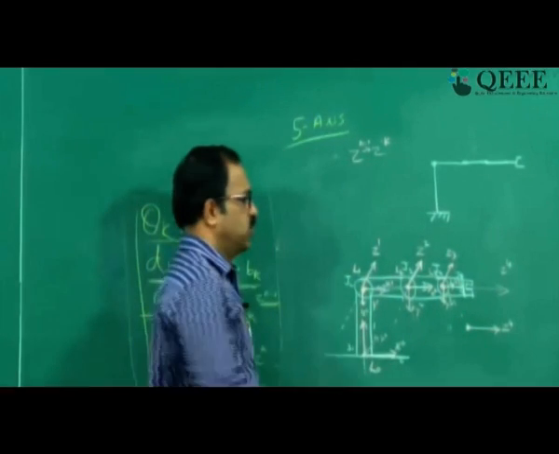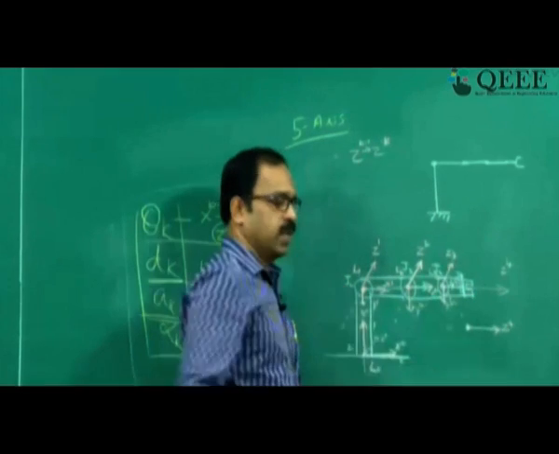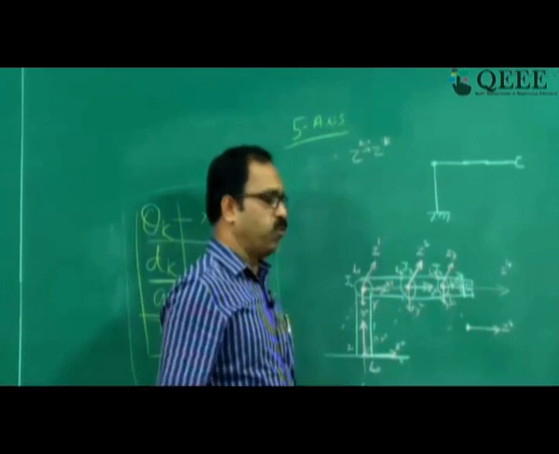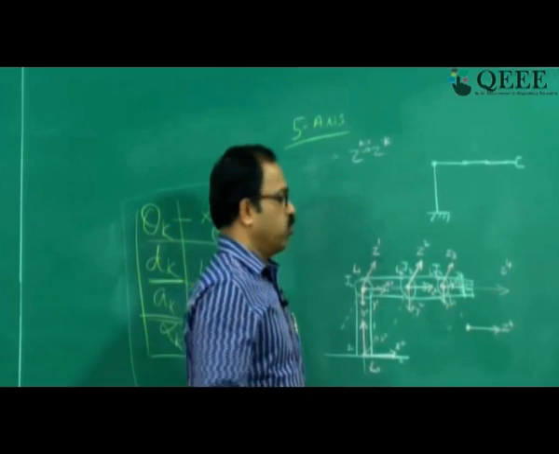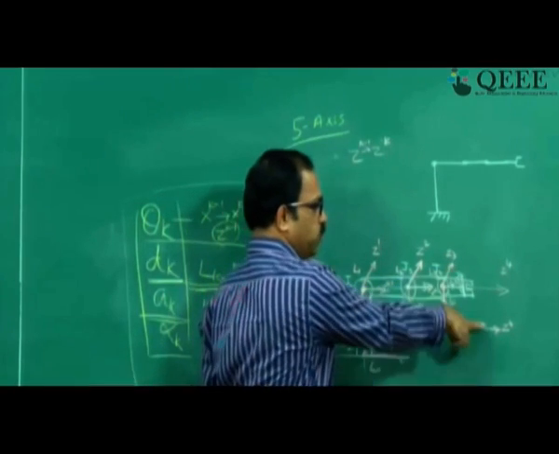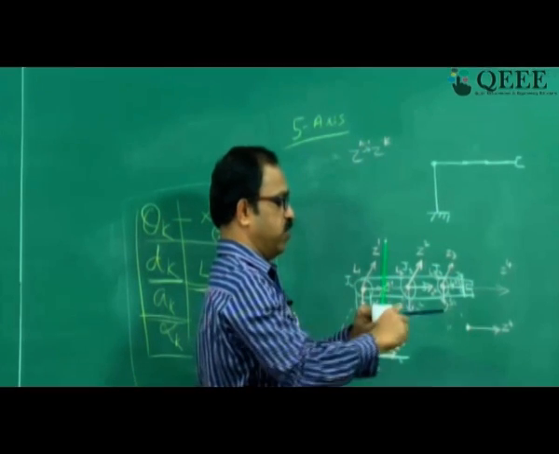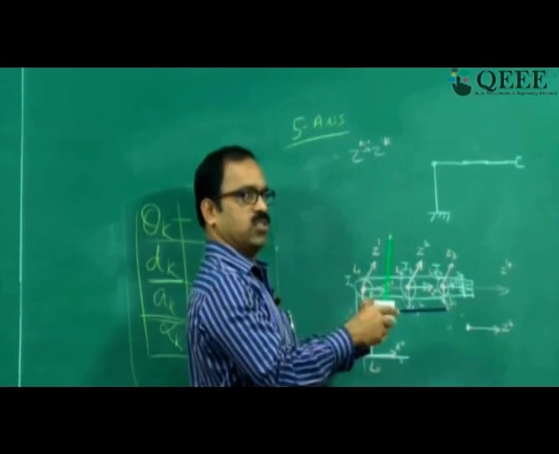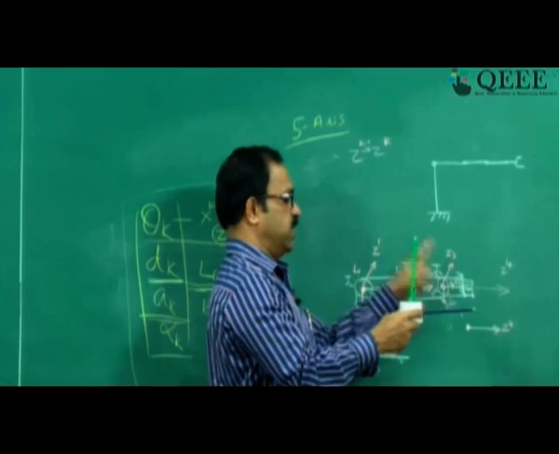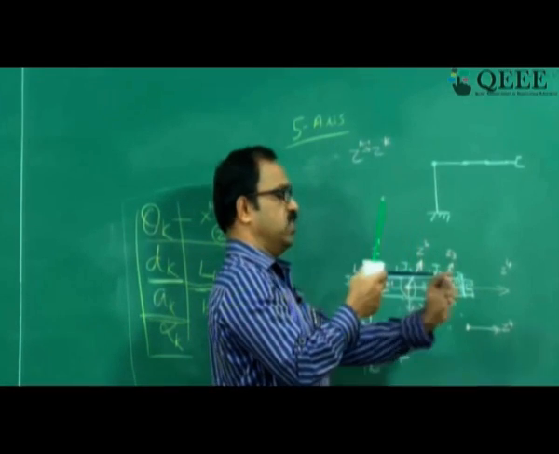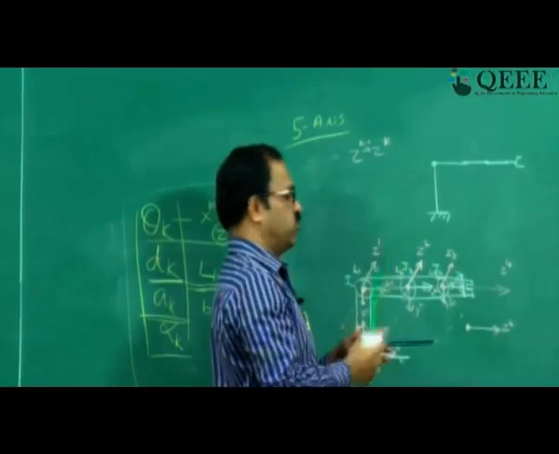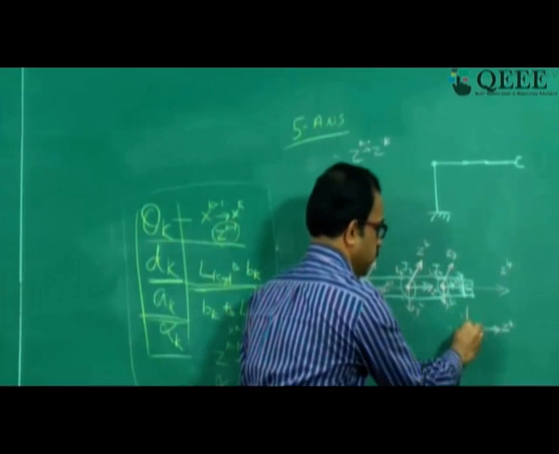Okay, so Z4 and Z3. Now we have to find X4. X4 will be normal to these two. Z3 is like this, and Z4 is like this. So X4 should be like this because it should be normal. Z3 is in this direction and Z4 is in this direction, so X4 should be in this direction.